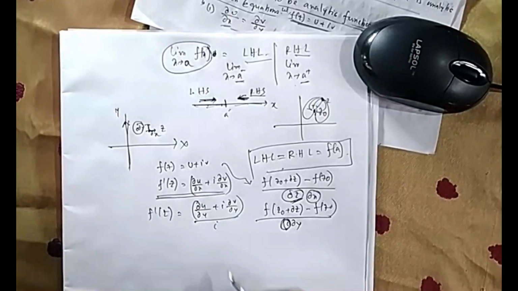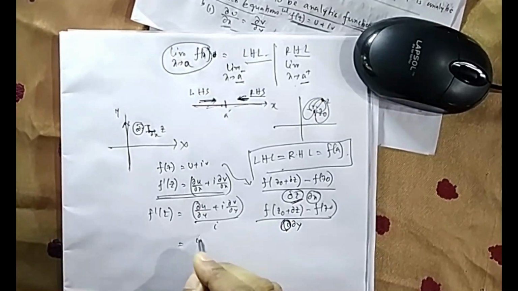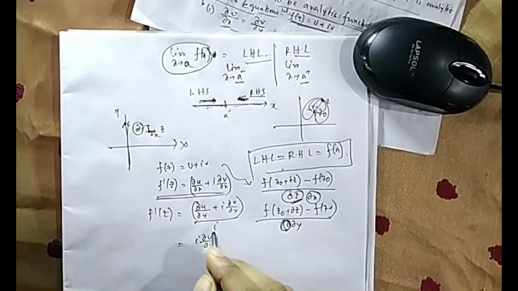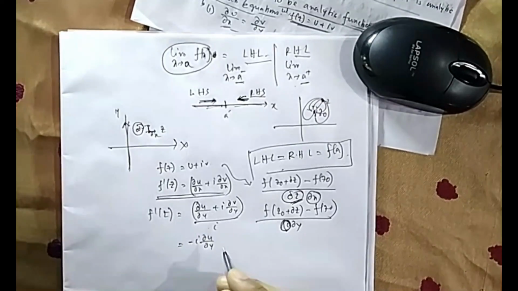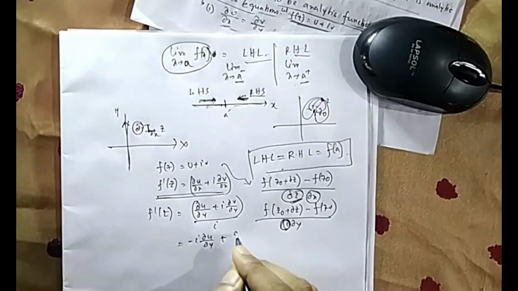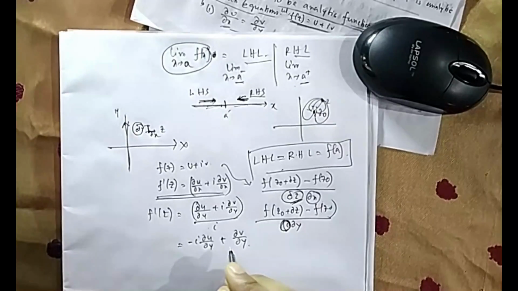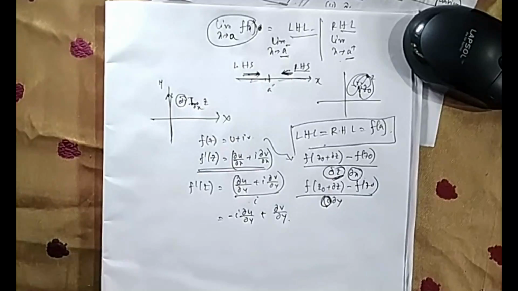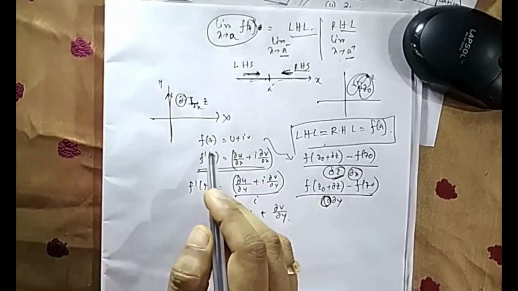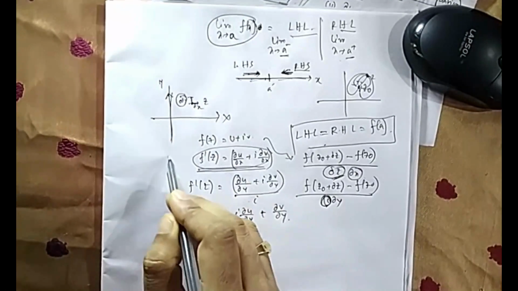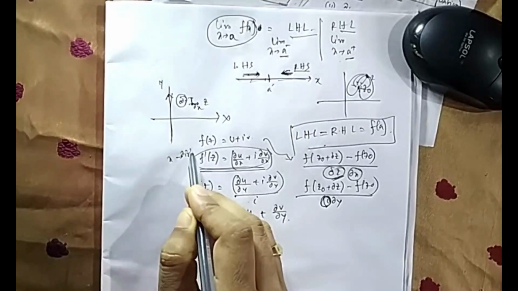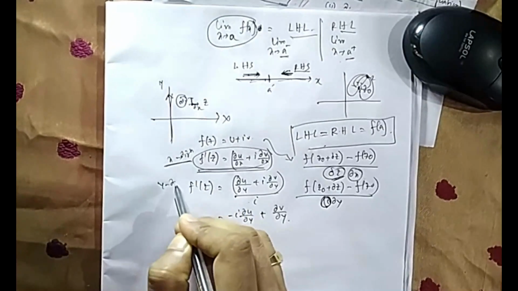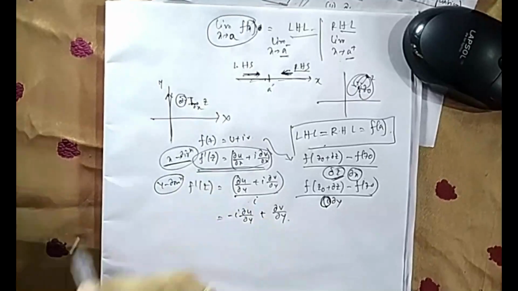You can see the difference is only here. For this difference, if you take the i from the denominator to the numerator, it becomes minus i del u del y, and then the i cancels with the i del v del y. Now as I told you, the function will be differentiable, that is, it is analytic, meaning it should be differentiable in all directions. In the x direction I have differentiated it, and in the y direction I have differentiated it. So both these should be equal.